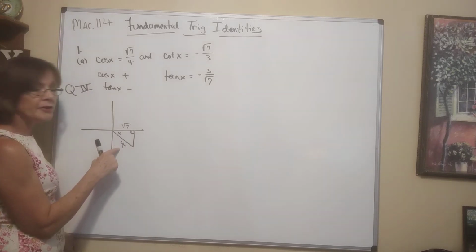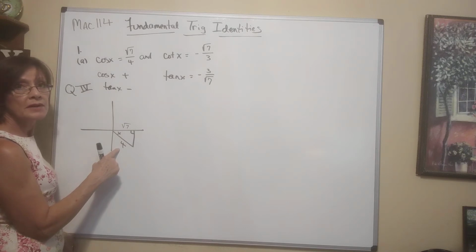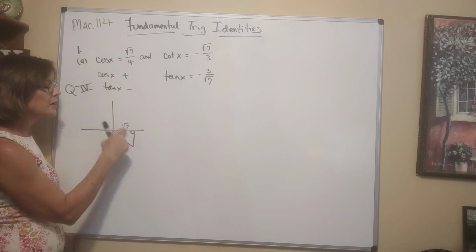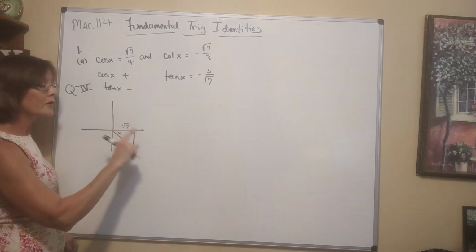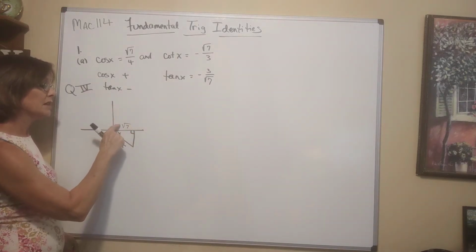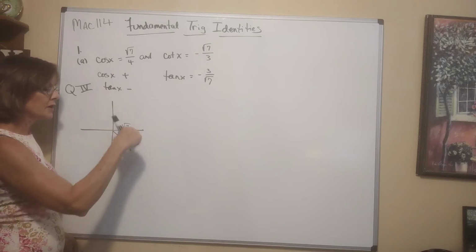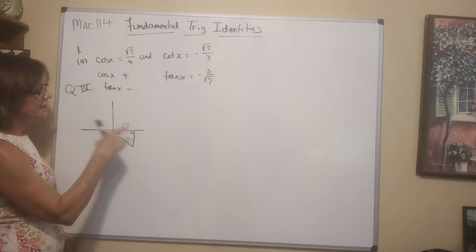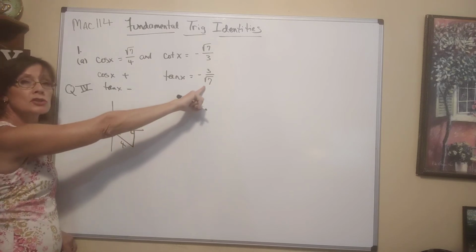The hypotenuse is never negative. I saw some people put negatives there. It's never negative. If a negative is going to show up, it's going to be here or here. But since it's in quadrant 4, this is going to be positive. This is negative because it's down in quadrant 4. So we can use the Pythagorean theorem, or look here, we could just use this.